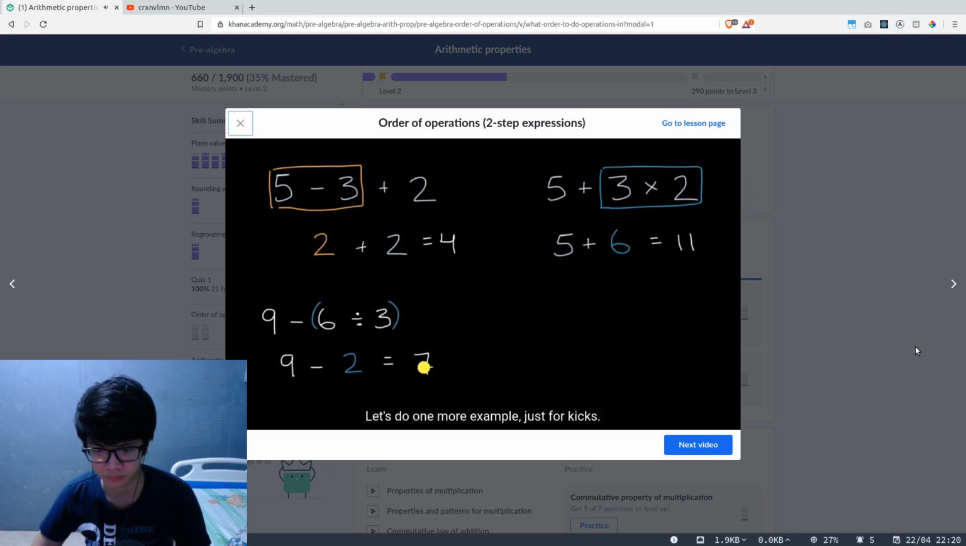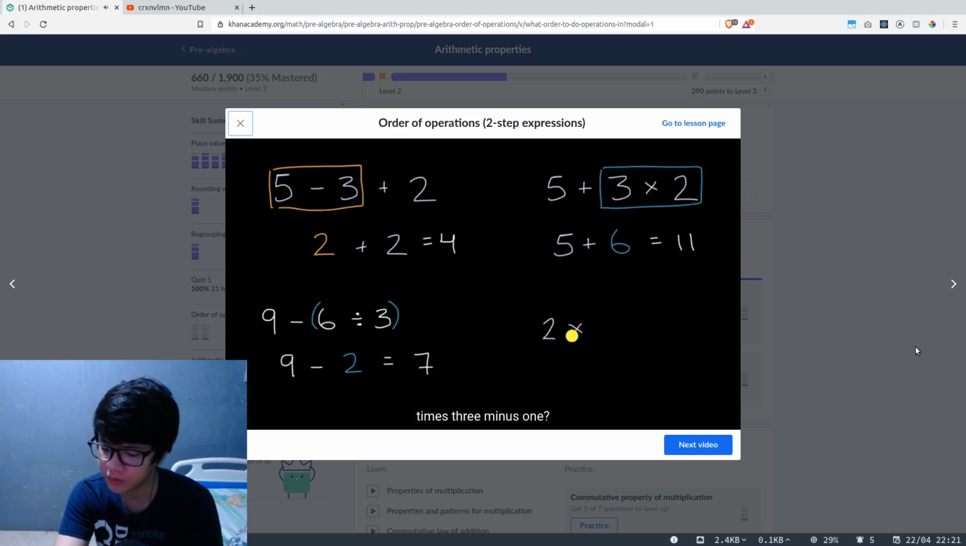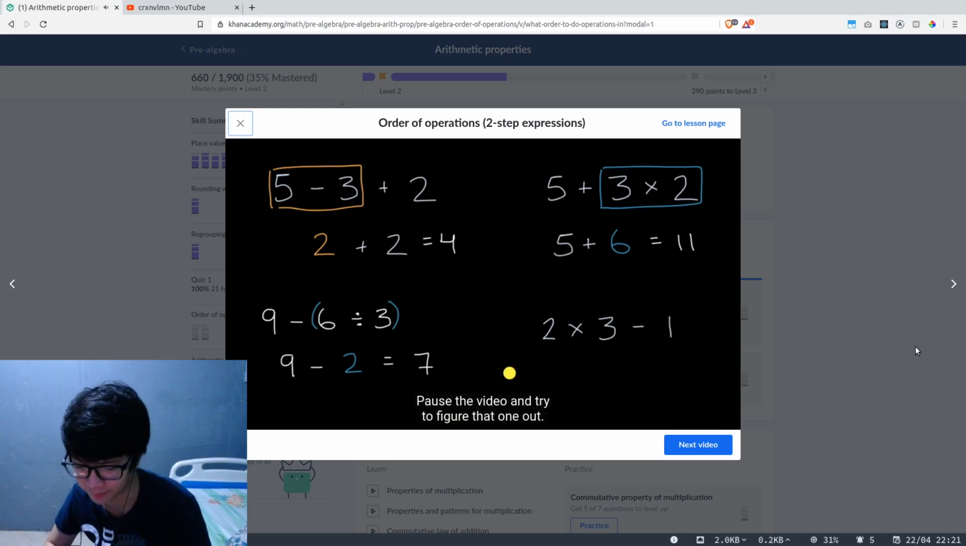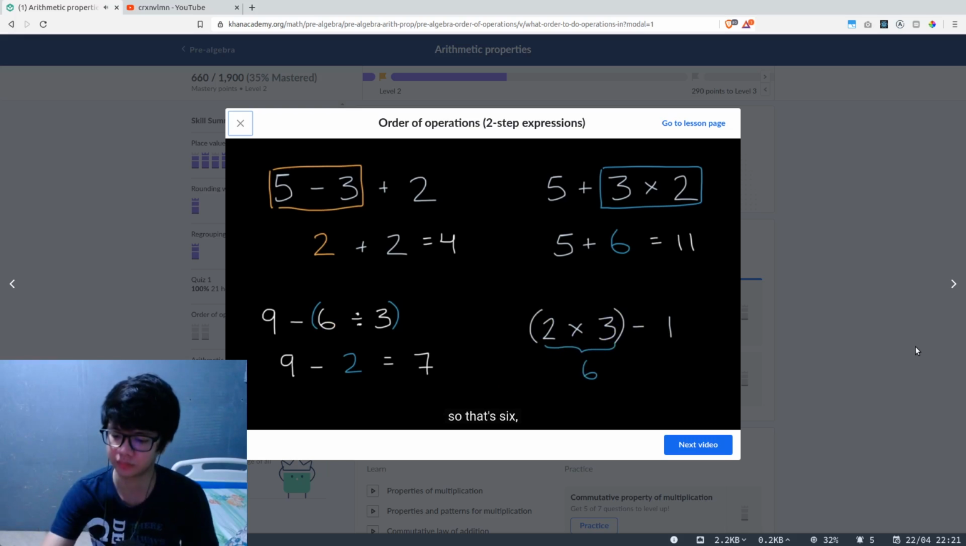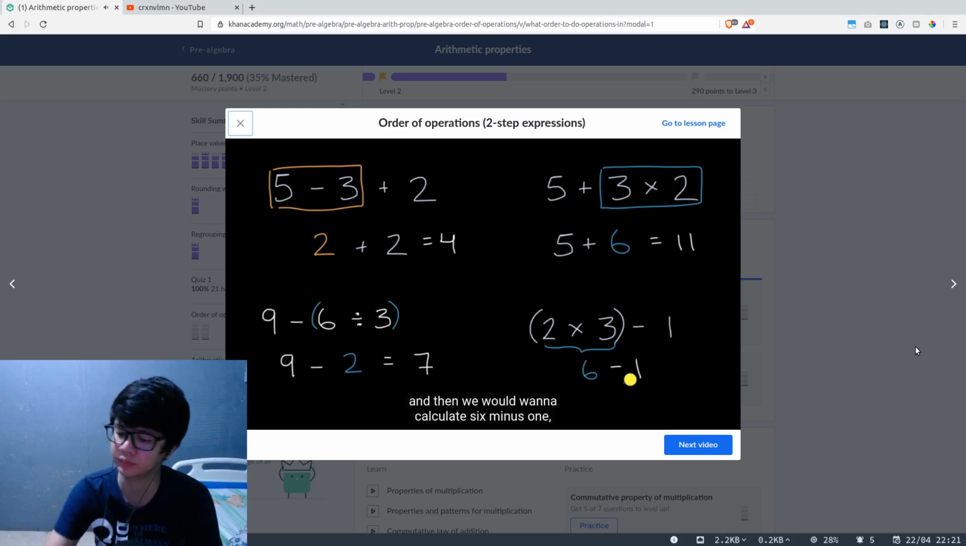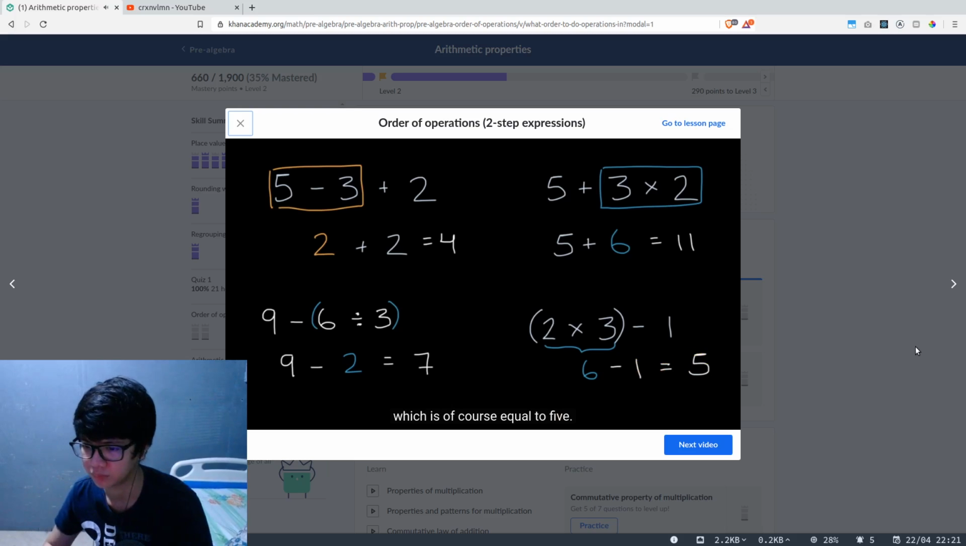Let's do one more example just for kicks. Let's say that someone were to ask you, what is 2 times 3 minus 1? Pause the video and try to figure that one out. That is 5. Well, in this one, doing our multiplication first is also the same as going left to right first. So if we do 2 times 3 first, 2 times 3 is 6. And then we would want to calculate 6 minus 1, which is, of course, equal to 5.